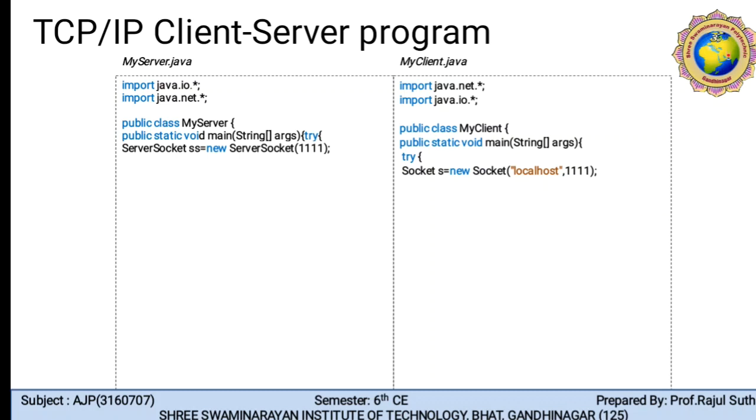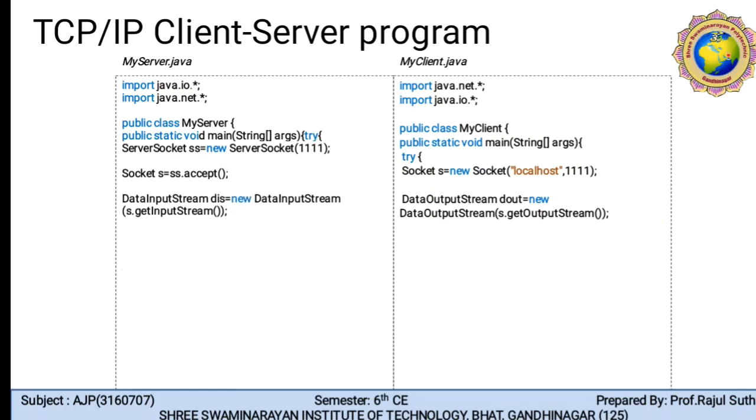Then at the server side, Socket s is equal to ss.accept(). On the client side we require the DataOutputStream for output in the buffer, so DataOutputStream dout is equal to new DataOutputStream(s.getOutputStream()). Same way, for the server, DataInputStream dis is equal to new DataInputStream(s.getInputStream()).